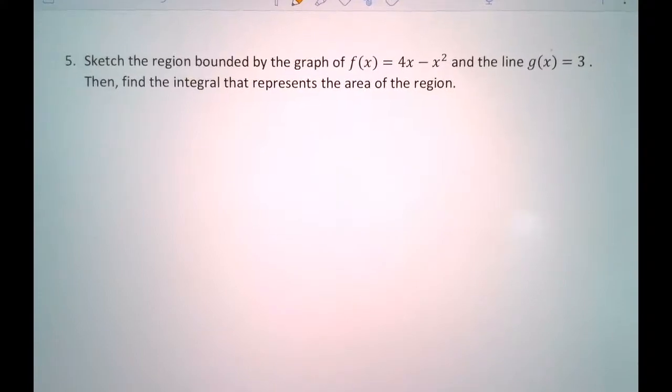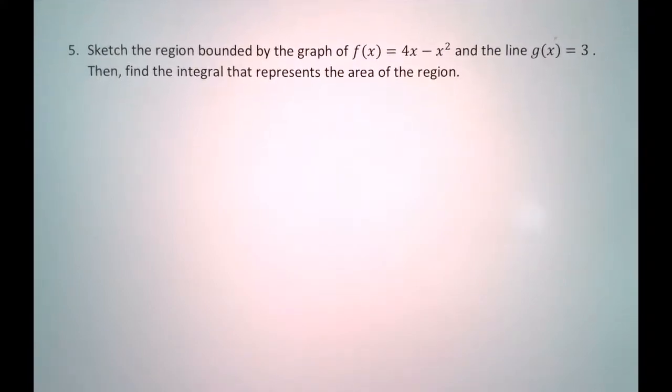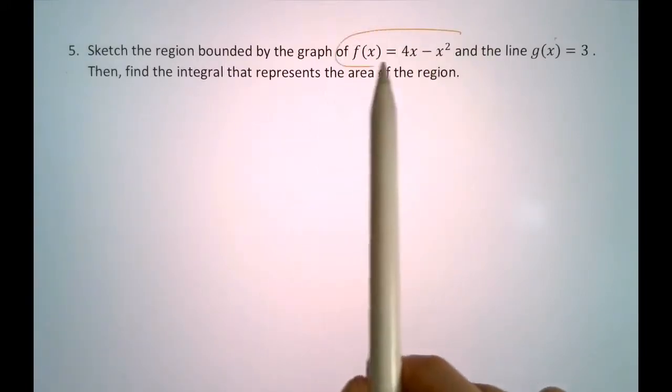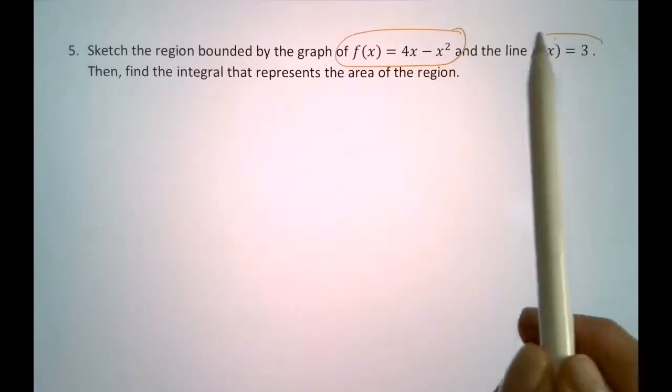So look, this class is no calculator. It's designed as such. You should be able to sketch these functions without needing a graphing calculator. And so that's what's going on here with this example. I guess I have these misnumbered, but example 5. We're going to sketch the region bounded by this parabola and this horizontal line.